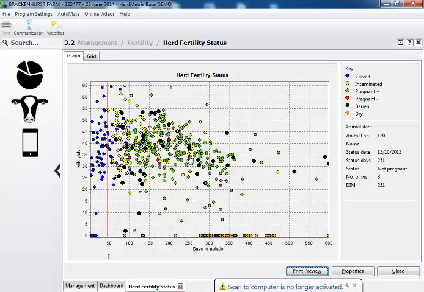We're also able to pick up potential problem cows, such as this cow here, 364, served 4 times, status is not pregnant, giving just over 20 kilos of milk a day.